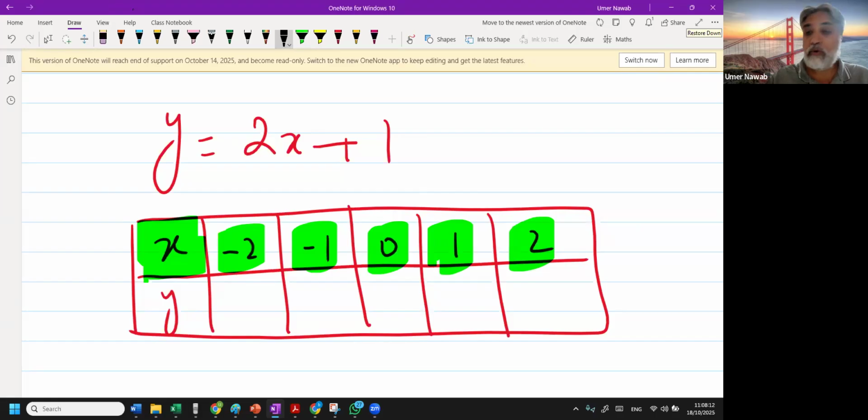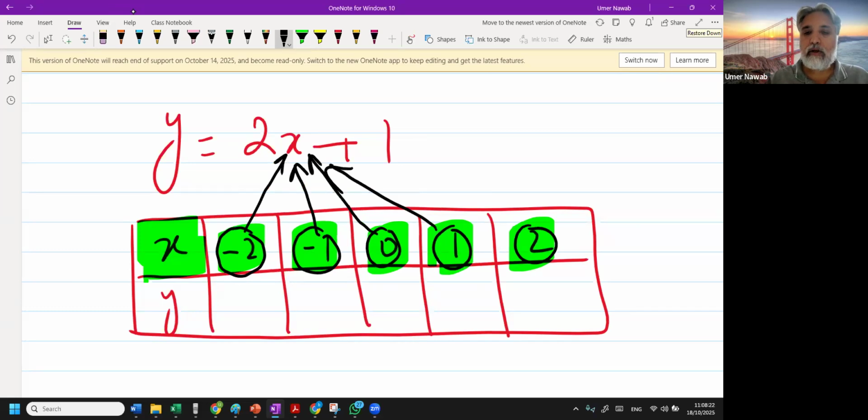Now, what do you need to do? You need to use algebra. So substitute this -2 in the place of x, -1 in the place of x, 0 in the place of x. So one by one, you will plug them here.